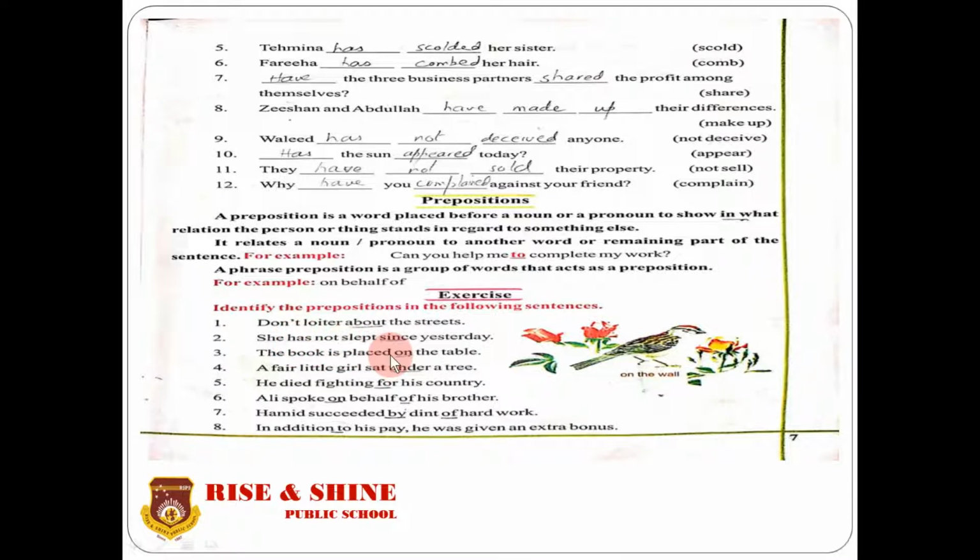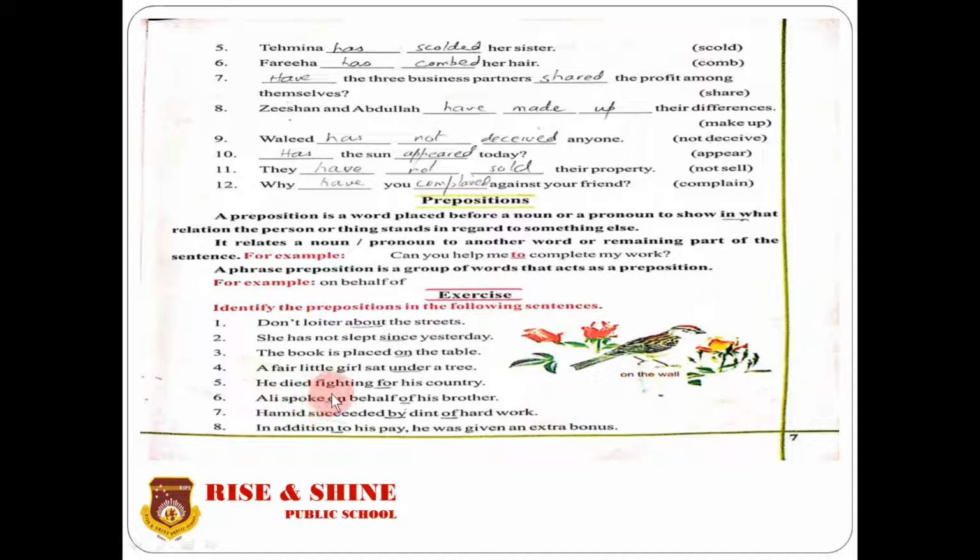Here, on is the preposition. You can see in this sentence, on is the preposition. Number four, a fair little girl sat under a tree. And which word is the preposition? Under. Number five, he died fighting for his country. Here, for is the preposition.